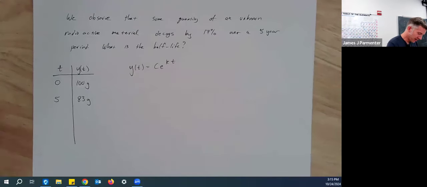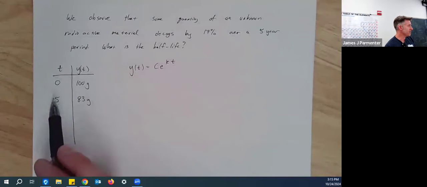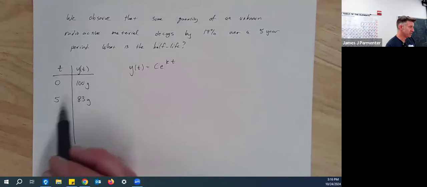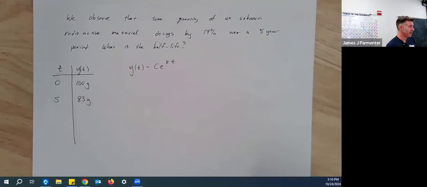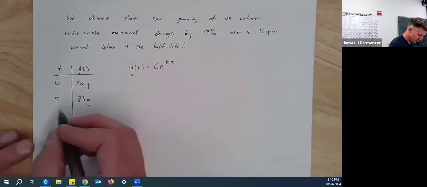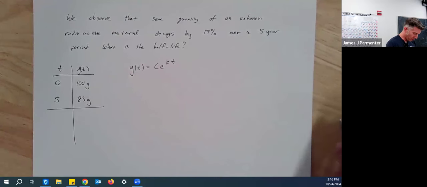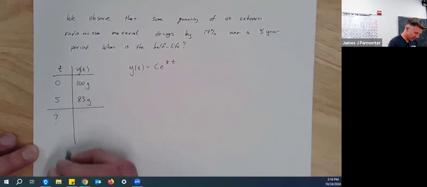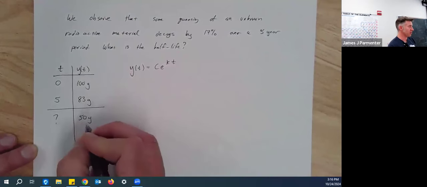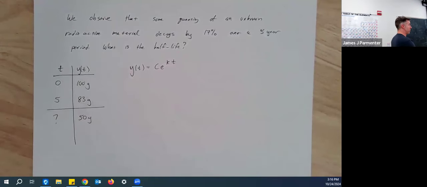Okay, so the last question is, you've got all the data we need to find C and K. So we're going to use these two data points to find our constants C and K. And then after we've done that, we're going to ask the question, how long does it take until there's half of the stuff we started with left? So what time is it when there's 50 grams left? Because we want half of the original amount we started with. That's how we're going to find the half-life. All right, let's do it.